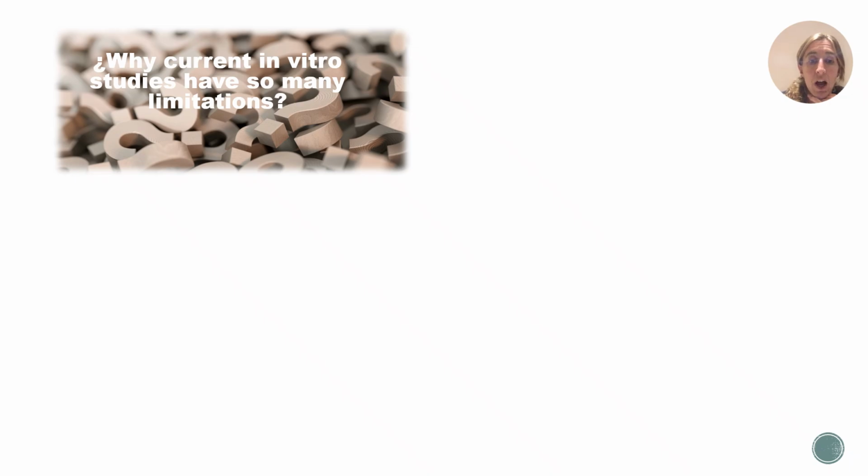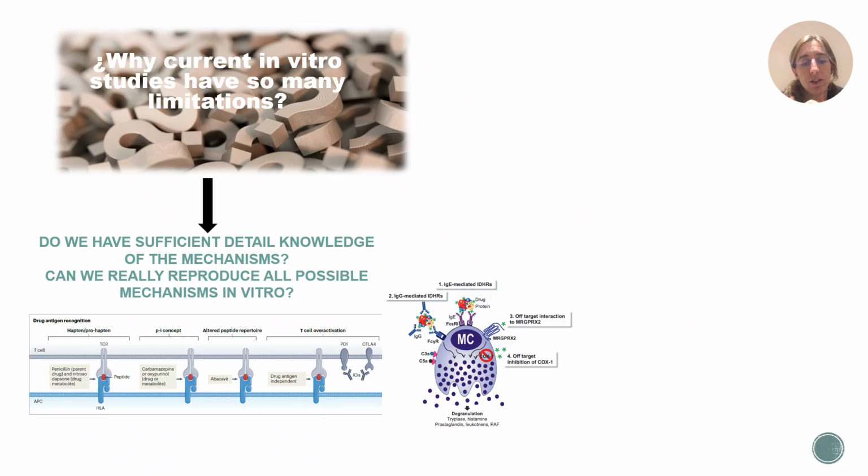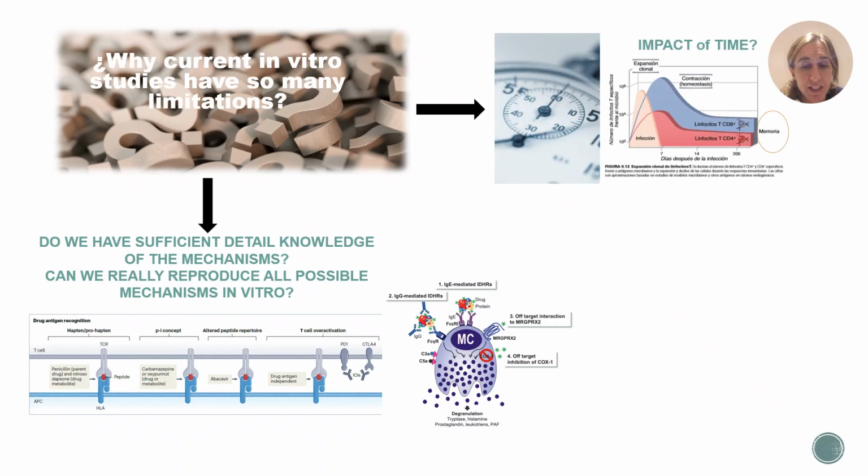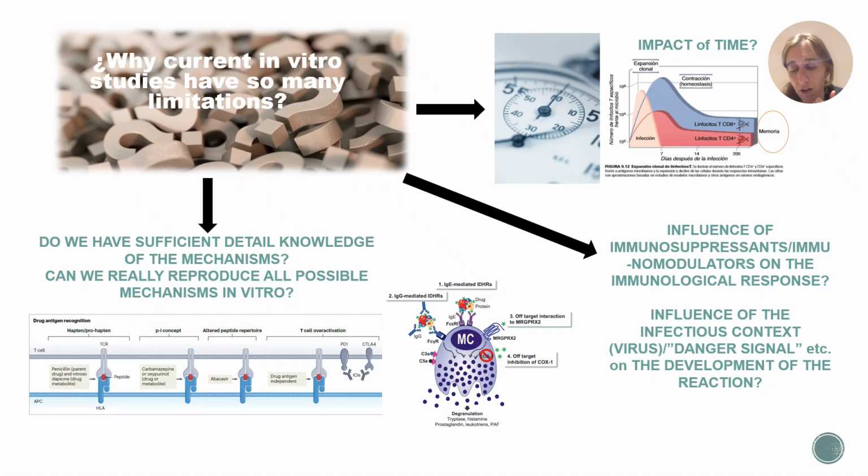Drug itself. Why? The question is why they are not really sensitive, or how we could improve sensitivity. Maybe the question is why current in vitro studies have so many limitations. First, do we have sufficient detail of the mechanism that we can really reproduce the possible mechanisms in vitro in the T cells, or does this also apply to innate cells, and what is the impact of time?